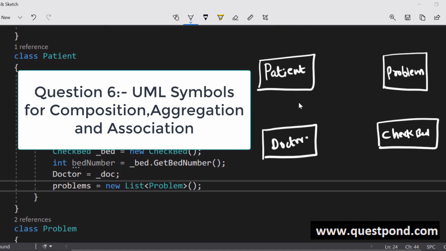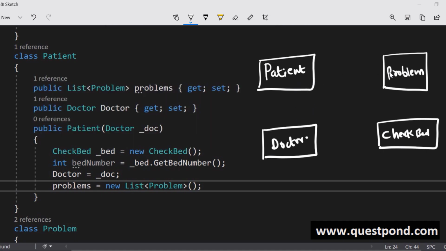So if you see here, the relationship between patient and problem is composition, right? The relationship between patient and doctor is aggregation, and the relationship between patient and check bed is association. Now please understand, the relationship between patient and problem is also association. The relationship between patient and doctor is also association. But because we know more than association, we'll draw the diagrams of composition and aggregation, right?